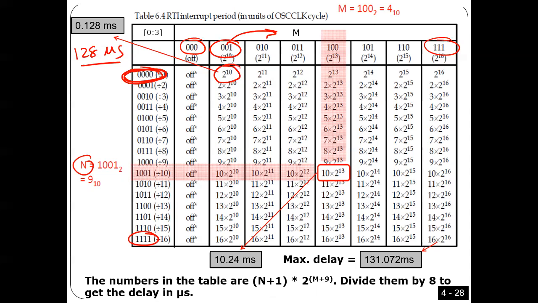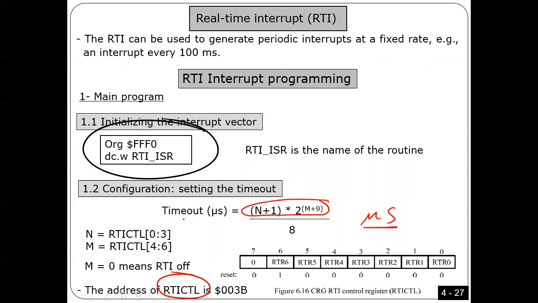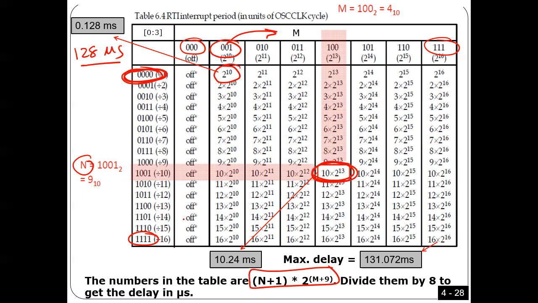The other value you can get, if you take this value here, and this one, I told you the value is in the table, this part, so you have to divide. This is a formula you have to use anyway. The table gives you this value, so you have to divide it by 8, and then you are going to get the time out in microseconds. So anyway, if I take this one here, guys, this one is going to make 10.24 milliseconds. In order to get this value, this is what I have to put in M, and this is what I have to put in N, okay?